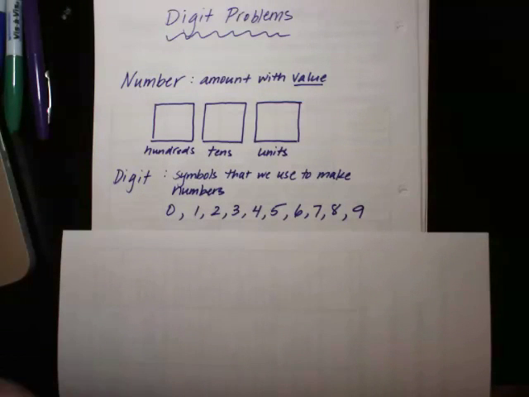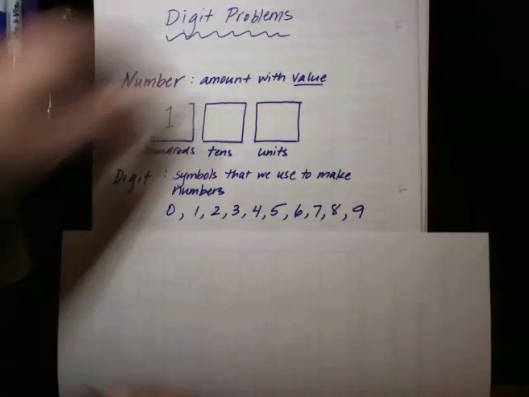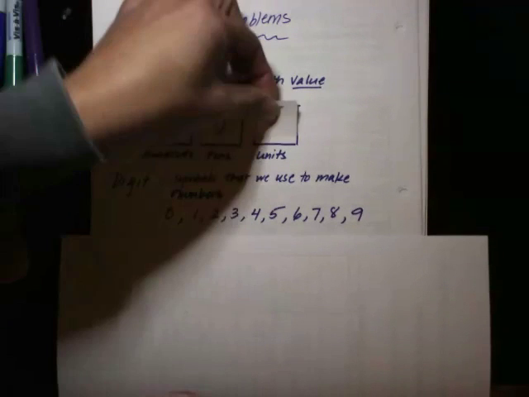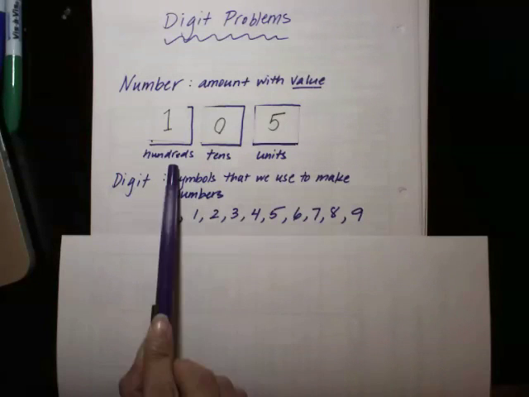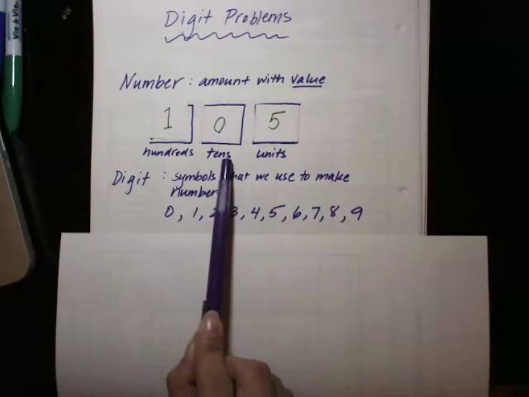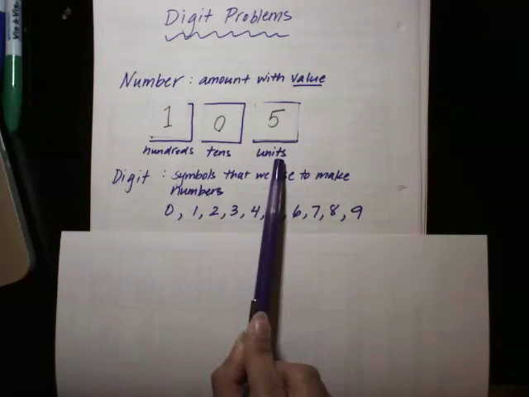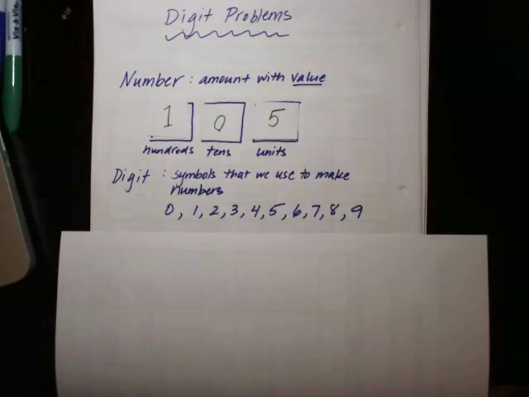I'm going to make an example of how we can use digits to define a number. If we pick 3 different digits from the list, let's say we pick 1, 0, and 5, we can make the number with the value 105. The number 105 has 1 hundred, 0 tens, and 5 units. Altogether, it makes a value of 105.